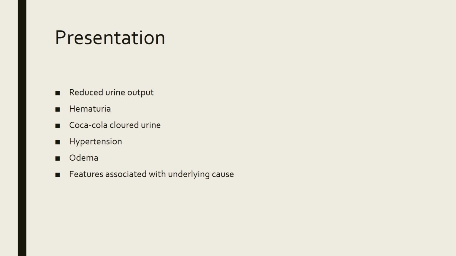So if our patient has HSP as the cause of the nephritic syndrome, we may find purpuric lesions in the gluteal area and the thigh area. If the cause is the lupus, we'll find the malar rash and other features of lupus.